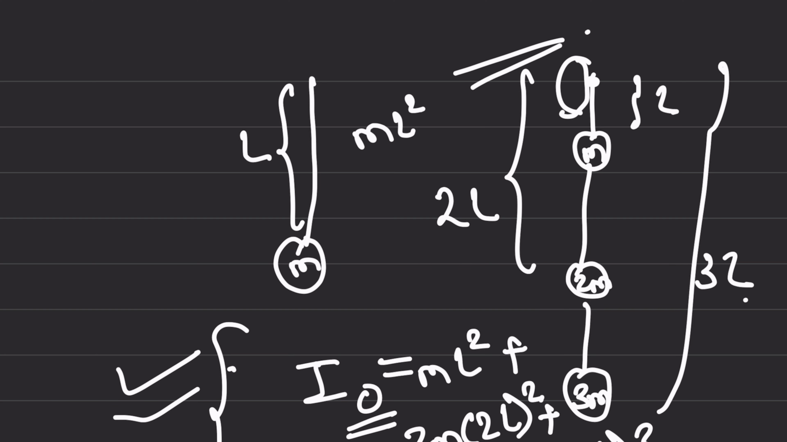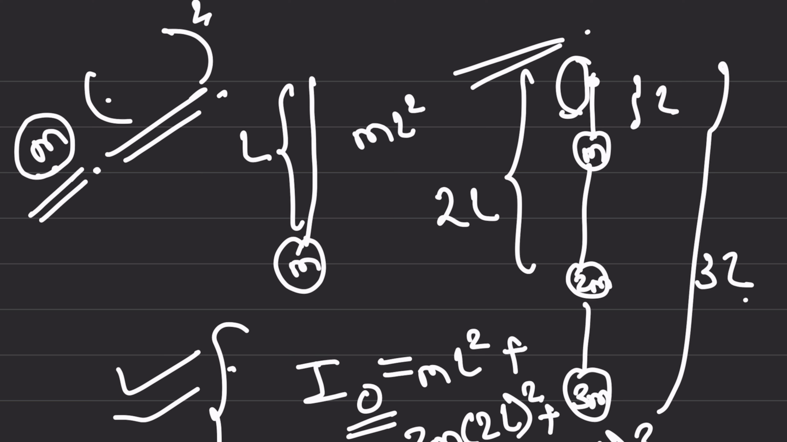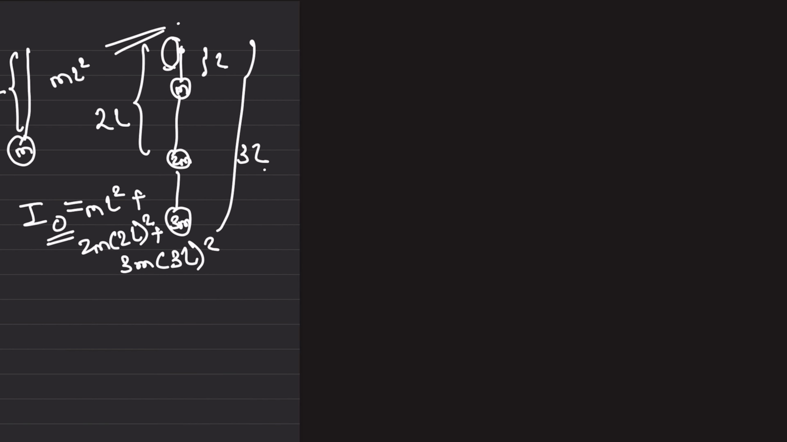So this is how the moment of inertia for a particular system is defined: the mass of that particle or system into the perpendicular distance whole square. Okay, so like this we will find the moment of inertia.